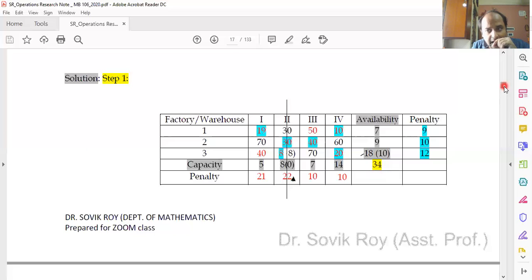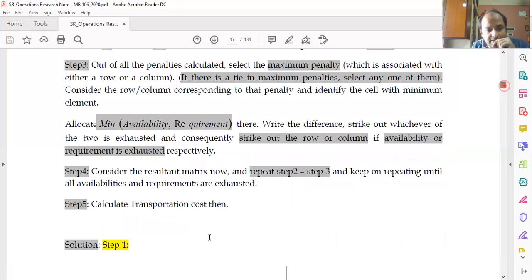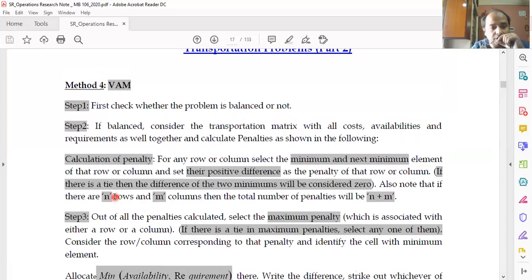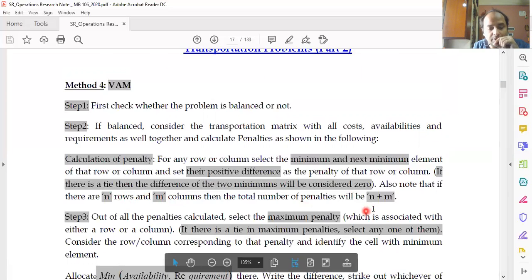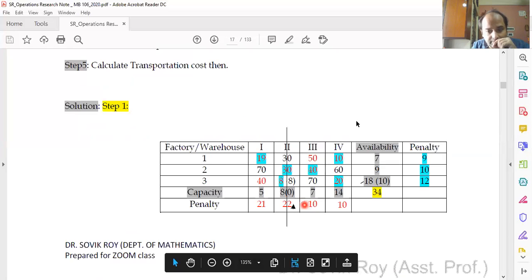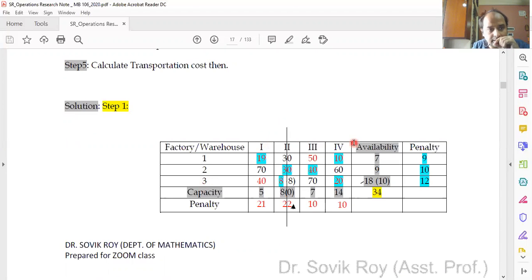And you see, I'm again scrolling up. It was written in this particular paragraph that if there are n rows and m columns, the total number of penalties will be n plus m. So you see, in this particular matrix, the total number of rows is 3 and the total number of columns is 4. So according to the rule, the total number of penalties must be 3 plus 4, that is 7. And now you see, there are in fact 7 penalties.